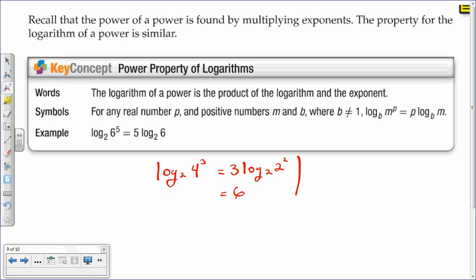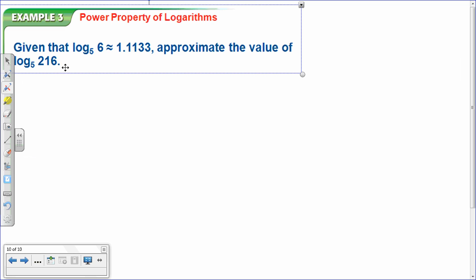We look at this instead now. Log base 2 of 4 to the third power is the same as saying 2 to the 6th power, because that's 64, and 64 is 2 to the 6th power. So we know that the answer is going to be 6, and so we know that this does work. Alright, so given that log base 5 of 6 is approximately this number, find the value of log base 5 of 216.